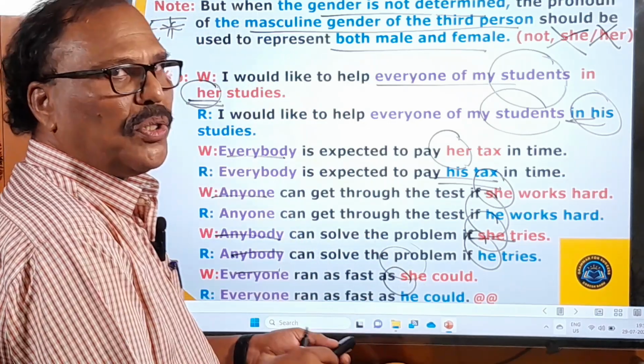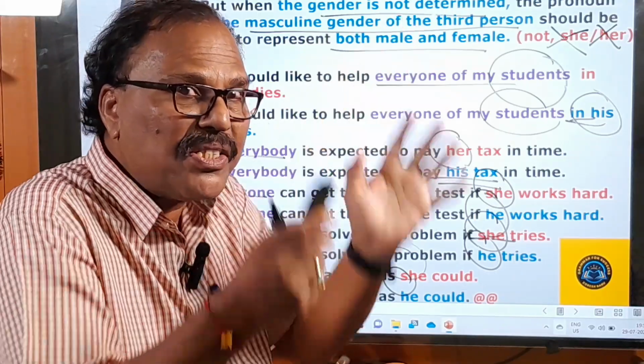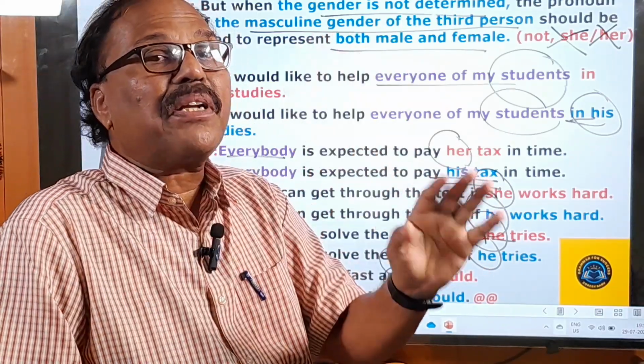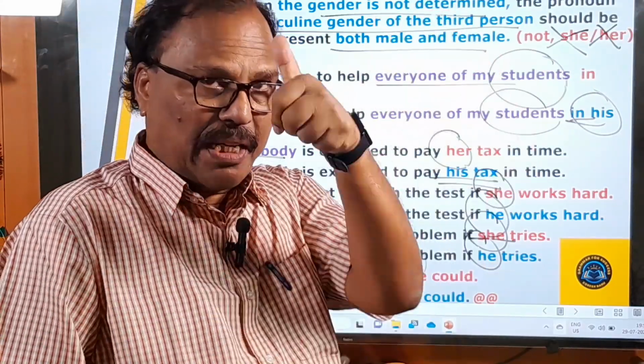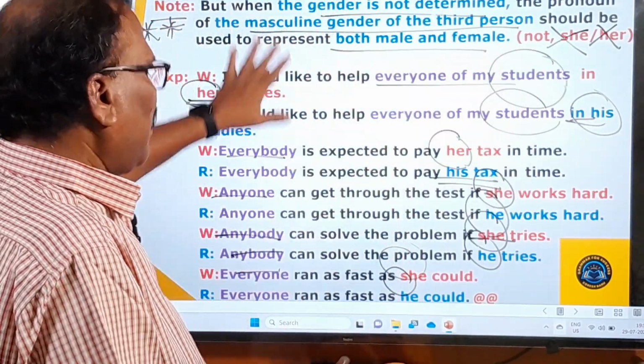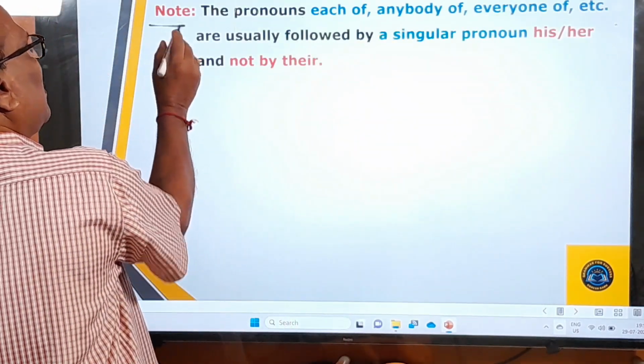See, here, what you understand from this rule is, if you don't know the sex of that person, use the third person masculine gender, but not the third person feminine gender. Keep this point in mind. Very, very important from the examination point of view. Right. Note, another note is also there under this.